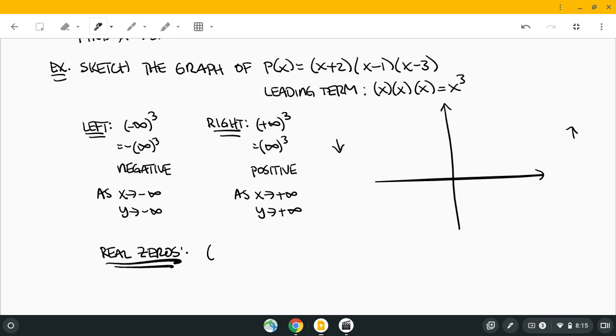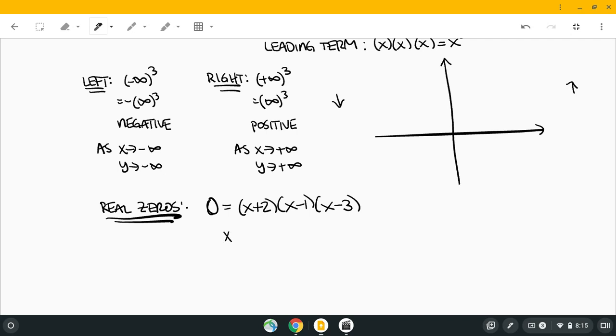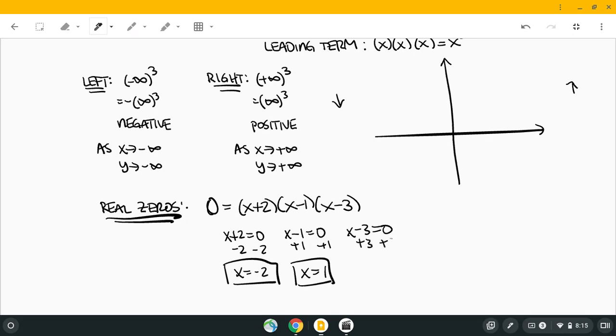All right, so we have to plug in 0 for y. It's already factored. So x plus 2 equals 0, x minus 1 equals 0, or x minus 3 equals 0. Subtract 2, x equals negative 2. Add 1, x equals positive 1. Add 3, x equals 3. All right, so a point at negative 2, a point at 1, and a point at 3.